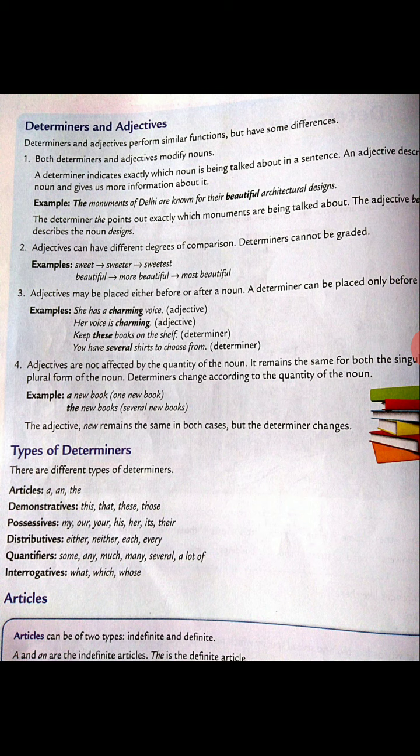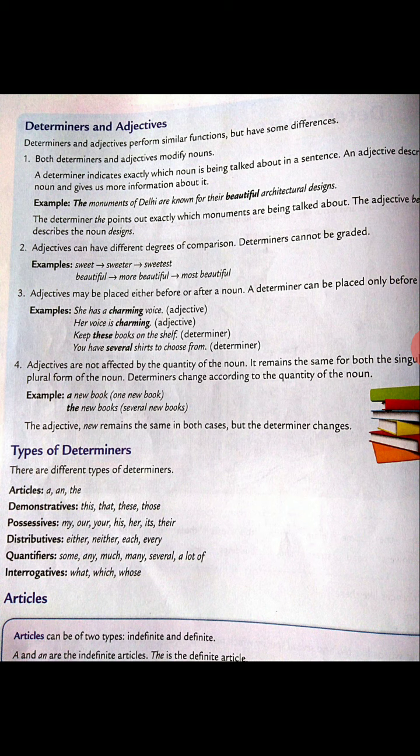Adjectives can have different degrees of comparison, children. Determiners cannot be graded. So, adjectives, we have all the different degrees. You have learnt in your adjective lesson, we have positive degree first of all, then we have comparative degree, and finally we have the superlative degree. For example, sweet, you have the example quoted in your books, children. Sweet, sweeter, sweetest. Beautiful, more beautiful, most beautiful. Soft, softer, softest.